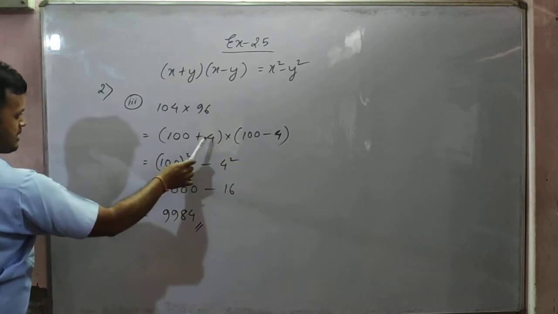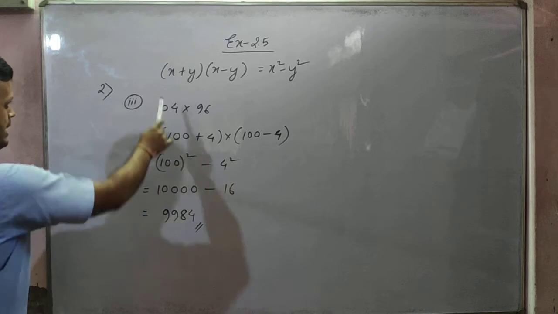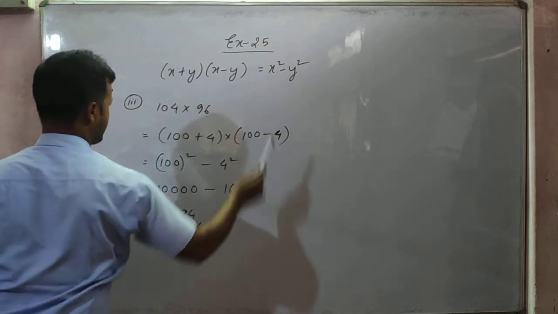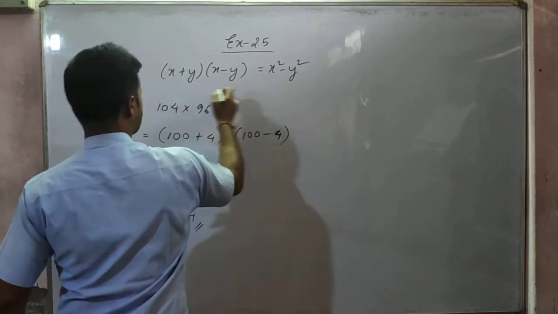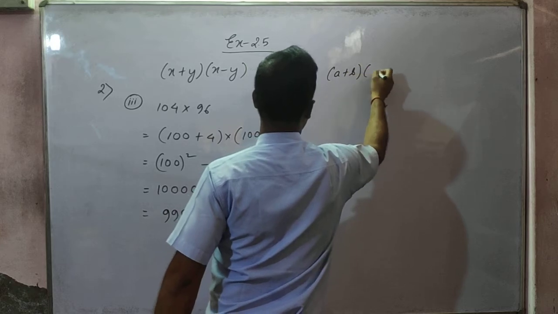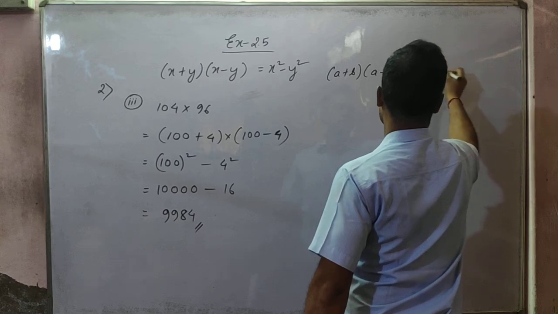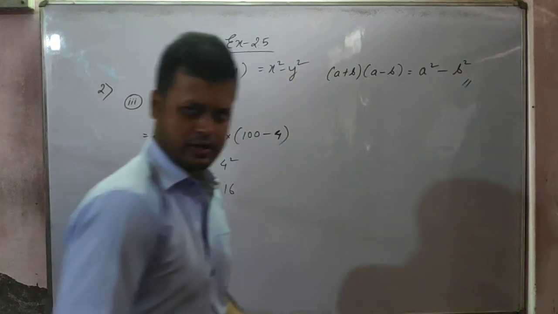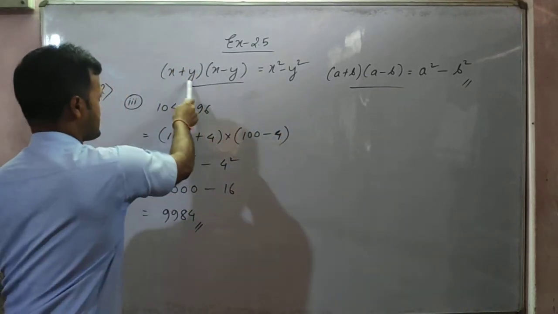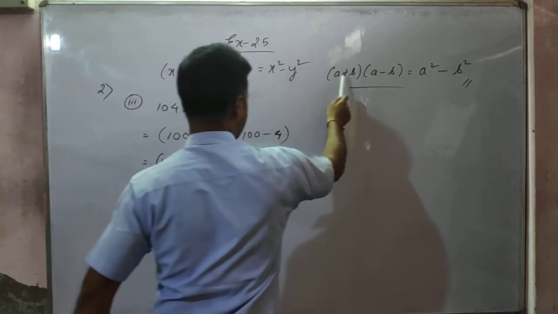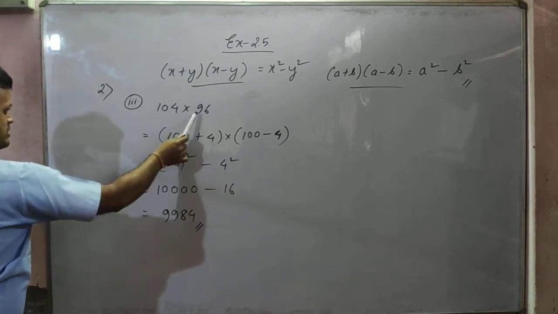Now you see, in x plus y into x minus y, here 100 is x and 4 is y. Some of you remember this formula this way, and some of you remember it as a plus b into a minus b is equal to a square minus b square. Both the formulas are same. x plus y into x minus y is x square minus y square, and a plus b into a minus b is a square minus b square. Same to same.